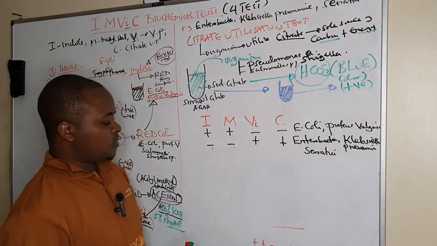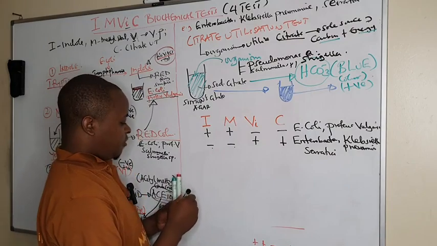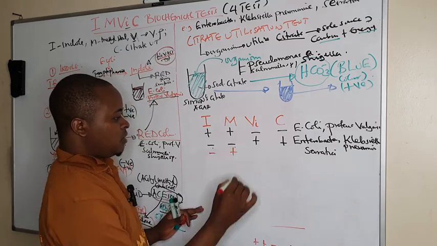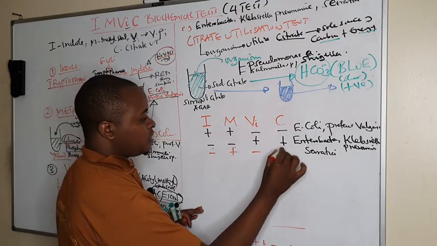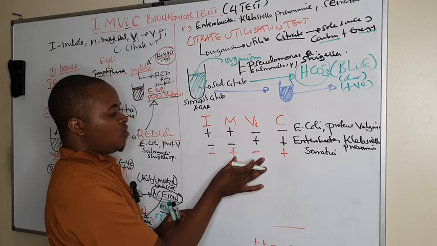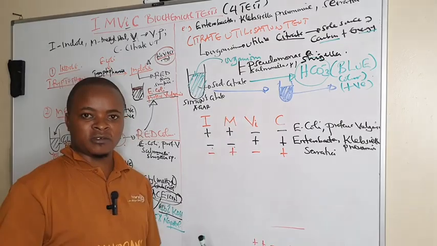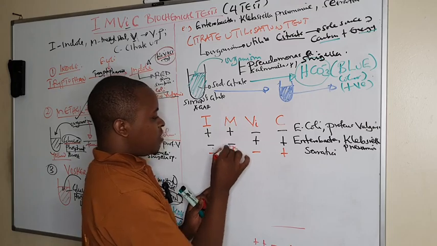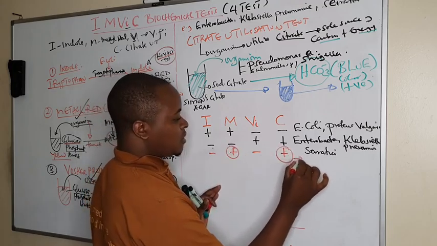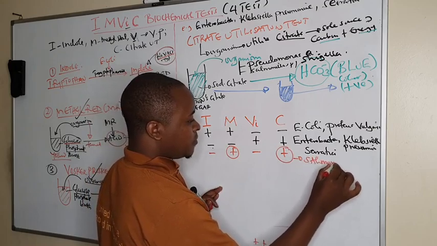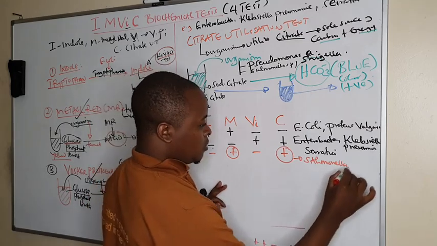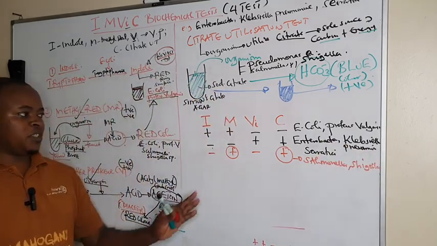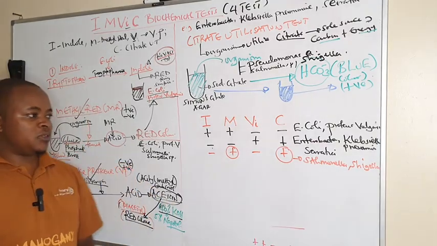Then which organisms give a negative indole, a positive methyl red, a negative VP, and a positive citrate utilization? As we said, organisms cannot be both methyl red and VP positive. Either it is one of them. So an example of an organism which is positive for methyl red and positive for citrate is Salmonella species, also Shigella. So these ones can be positive for methyl red and citrate utilization.